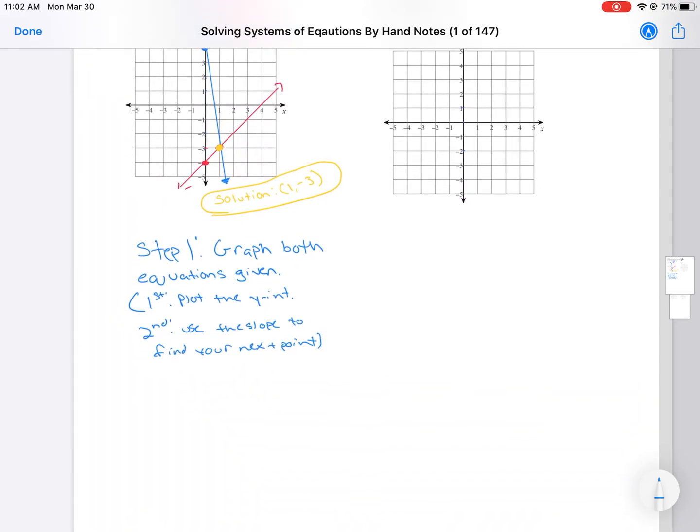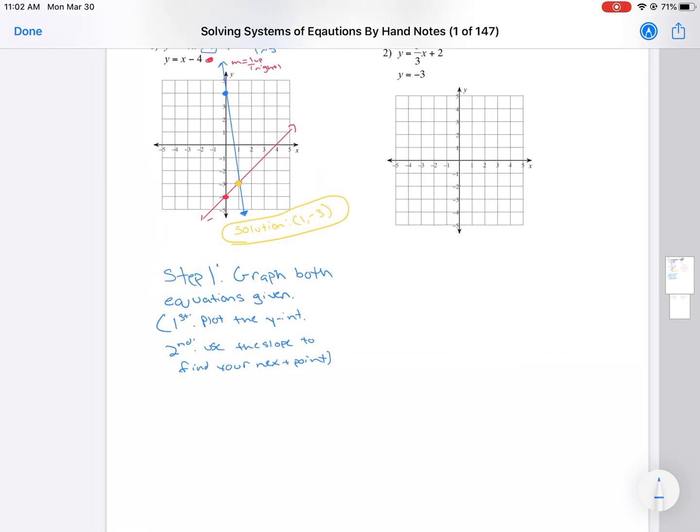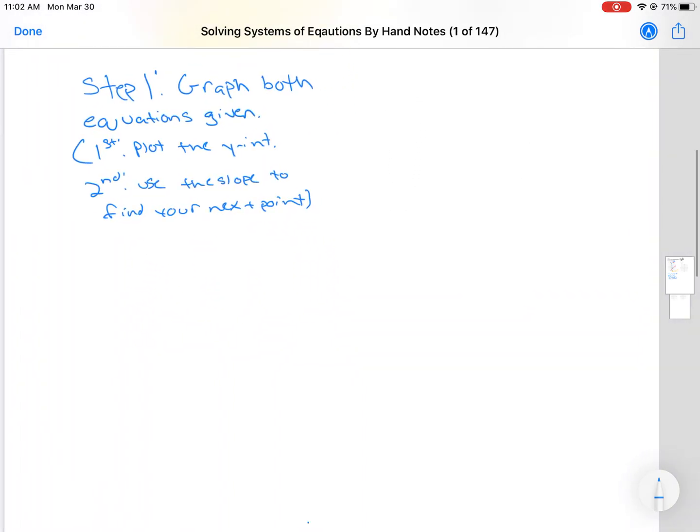So that's step 1, like I did up there. I plotted my y-intercepts of each of those graphs, and I used the slope to find my second point. And then I draw my lines, draw my arrows, and we're all set in business.